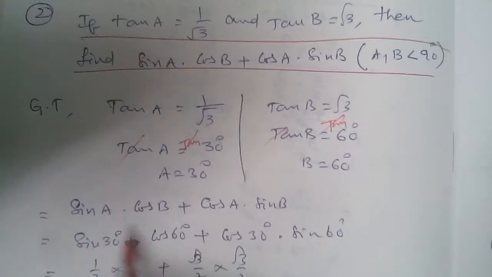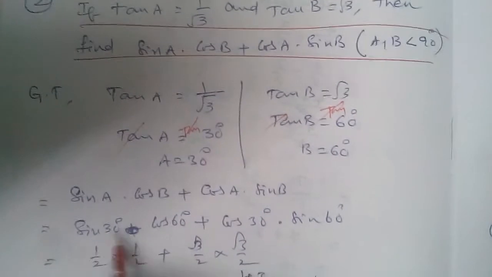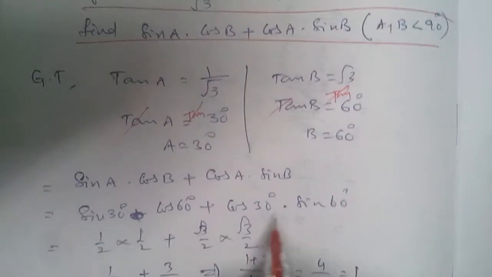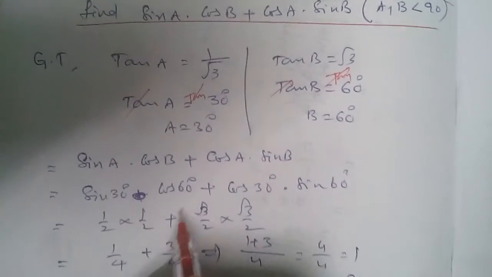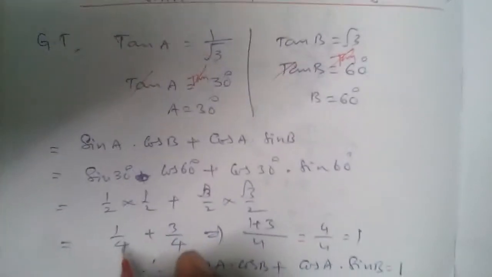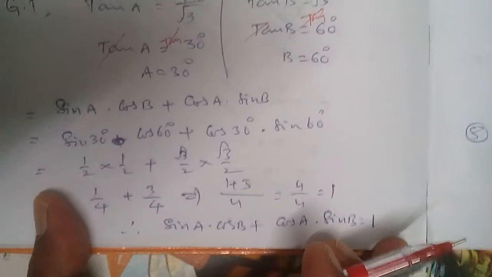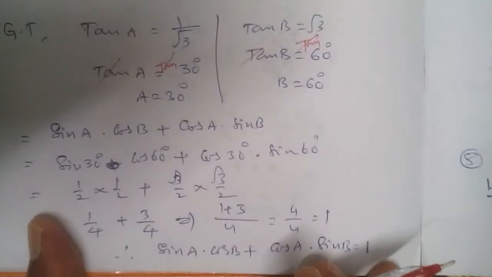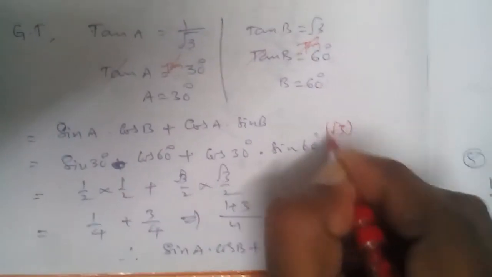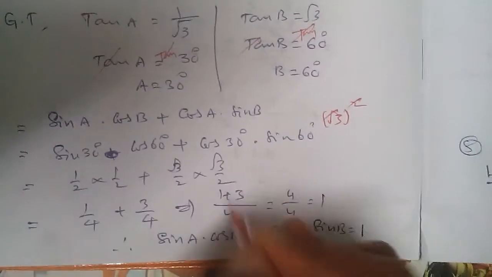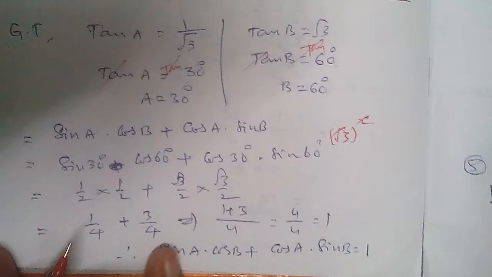Now substitute the values A, B in the given equation. Sin A, sin 30 into cos 60 plus cos 30 into sin 60. So sin 30 means 1 by 2, cos 60 means 1 by 2. 1 by 2 into 1 by 2, 1 by 4, plus cos 30 means root 3 by 2, sin 60 means root 3 by 2, root 3 whole square. Square root gets cancelled, we'll get 3 by 4.